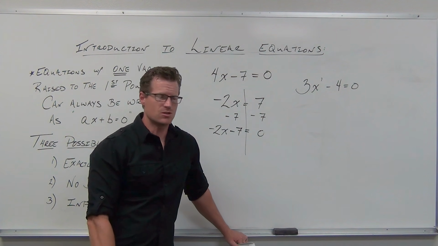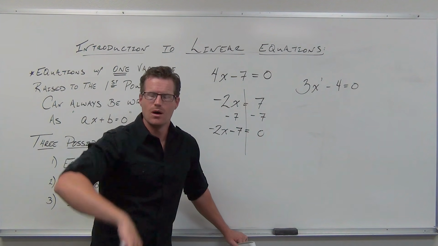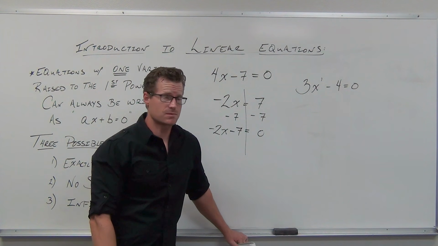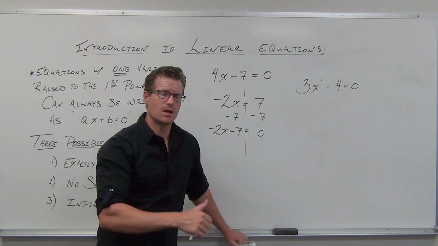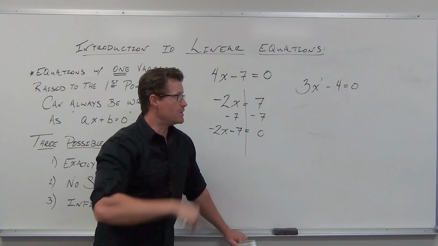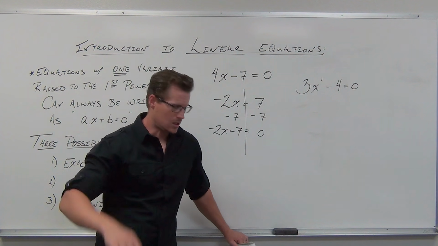If you can find your a and b, or at least think it right now, what your a is and what your b is. It's in the correct form. You have ax plus b here. You'd have 3 for your a. You'd have negative 4 for your b. Done.